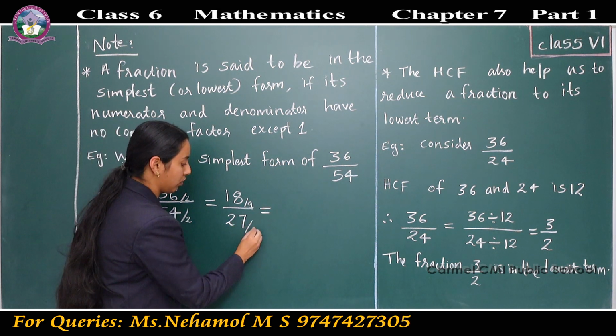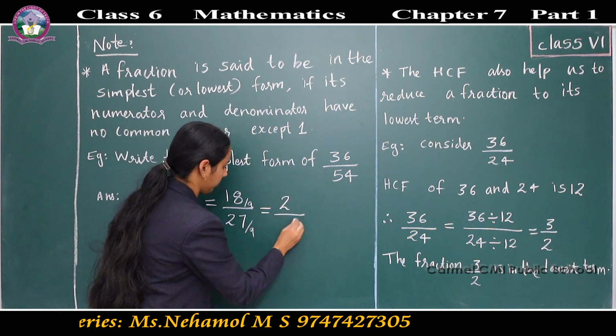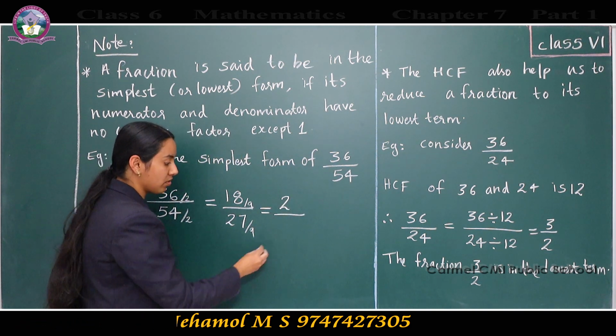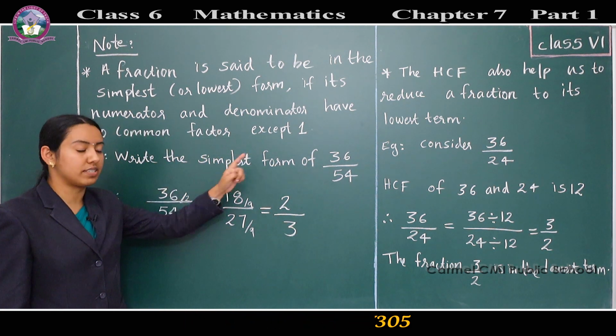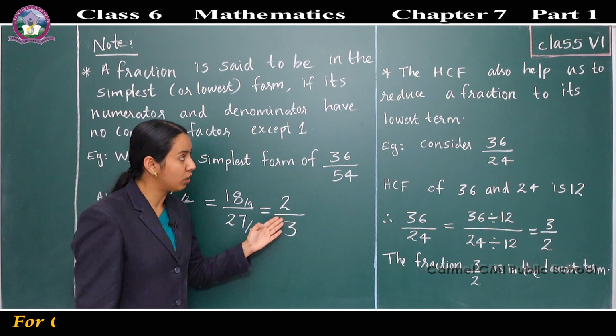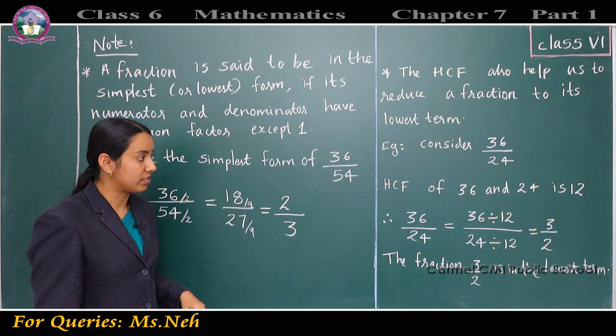18 by 9, 27 by 9. 18 by 9 is 2. Then 27 by 9 is 3. 2 by 3 is the simplest form. There is no other common factors. 2 by 3 is the simplest form.